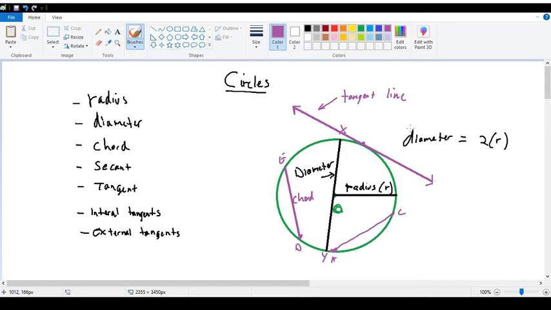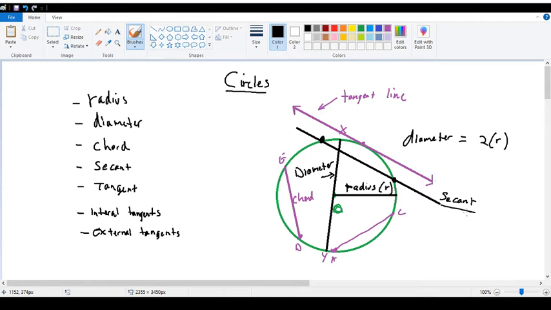Then we have what we call a secant. All right, another terminology. A secant is a segment or a line that passes through the circle, and basically it intersects the circle at two different locations, or two different times. So in this case, we have this line intersecting the circle at two different points. Thus, we call this a secant.